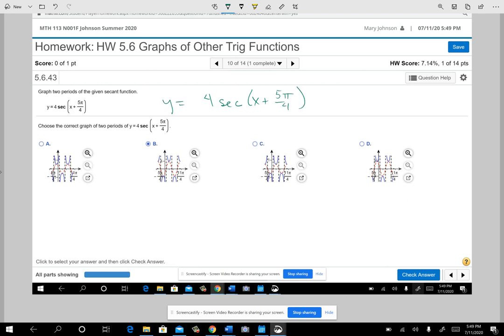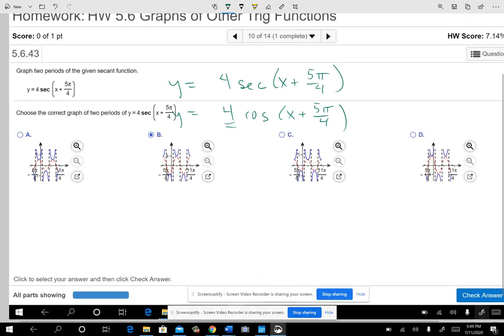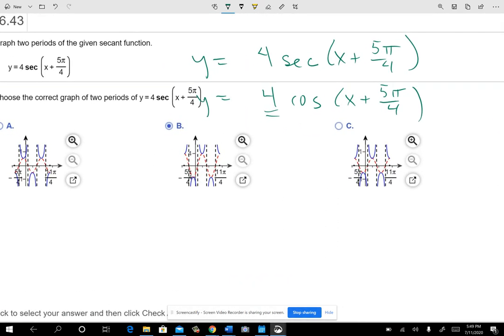All right, so really what I'm going to think about is cosine. And then I know where the secant should be. See how the cosine is graphed, and then they have the secant on top of that? Okay, so I know it's going to have a vertical stretch of 4. So the graph in the middle, which should wind up being cosine, okay, should go all the way up to 4.